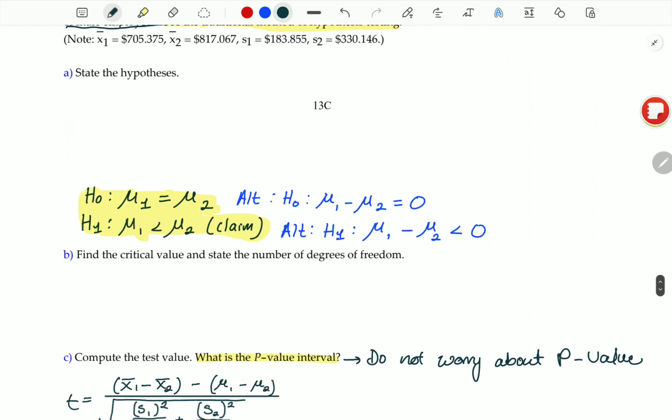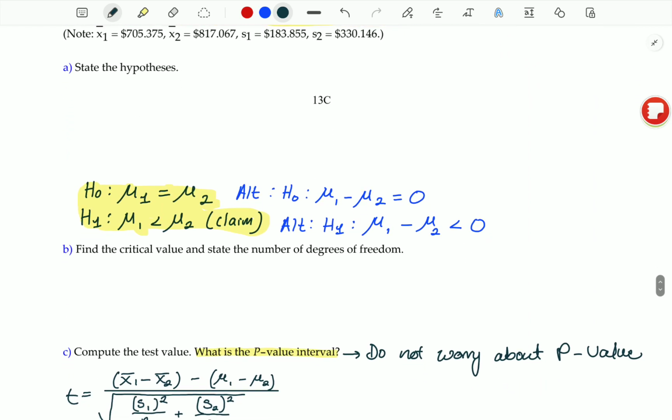We want to find the critical value and state the number of degrees of freedom. First things first, let's indicate our direction. The direction is one tail to the left, or you can just say left tail. But I like saying one tail to the left because it lets me know when I find the critical value on my t-distribution, I'm looking at a one tail. And because it is to the left, the critical value should be negative. The alpha in this case is going to be 0.05.